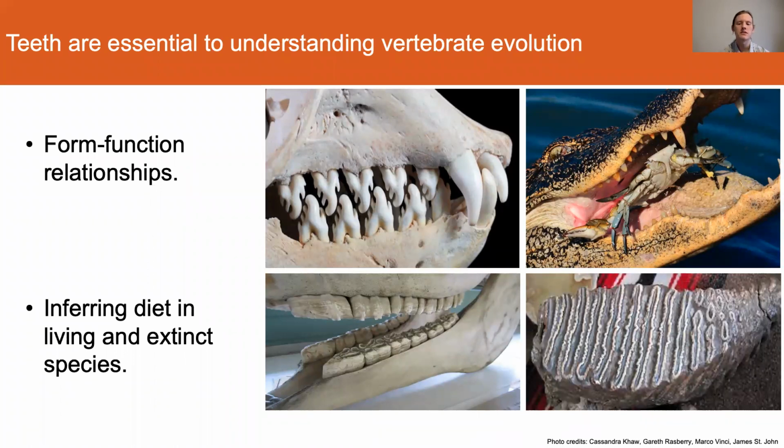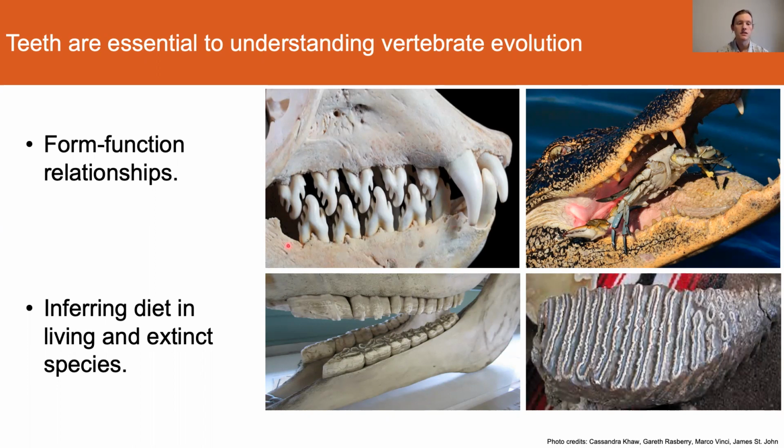So when we think about teeth, I think it's reasonable to consider them as essential to understanding vertebrate evolution. As a direct interface between predator and prey, they serve several critical roles. They're often the first structural contact the predator has with the prey item. Therefore, they're important to understanding form-function relationships.